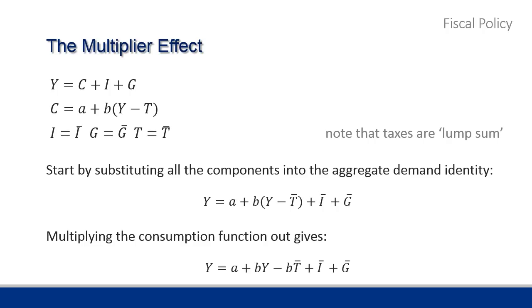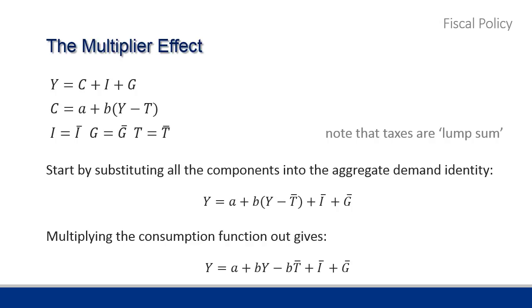Now we can show the multiplier effect using mathematics. So first of all, we set out our system of equations that describe our economy. We have the income identity, which tells us that output, Y, is equal to C plus I plus G, plus functional forms for the components.